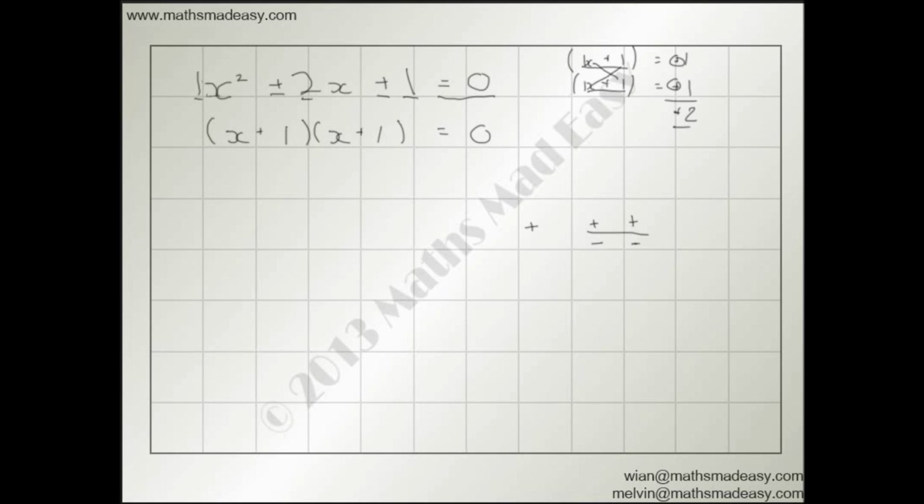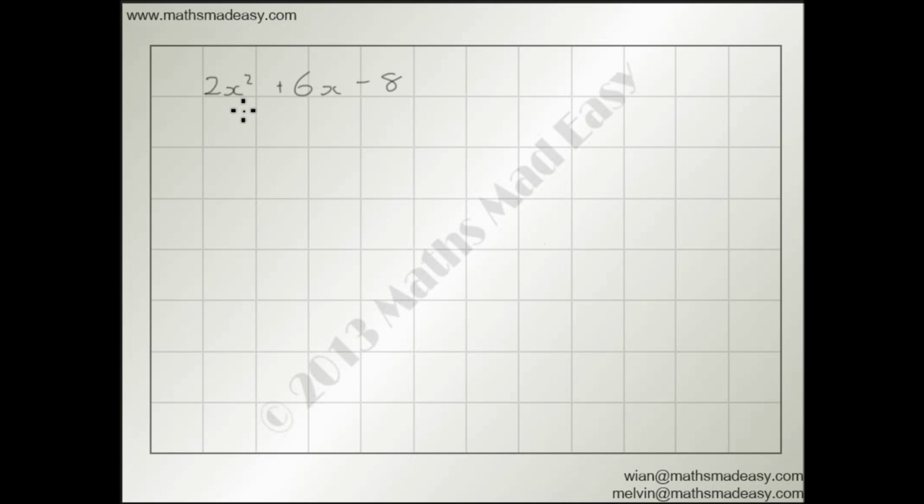Let us move on to a more difficult one. Here we have 2x to the power of 2 plus 6x minus 8. The first rule to look at is if the equation equates to 0. The next is to look at the sign. We've got a negative. That means that our signs will differ from each other. So we'll have a positive and a negative, or a negative and a positive. So in our brackets, we will have a positive over here and a negative, or a negative over here and a positive over here.